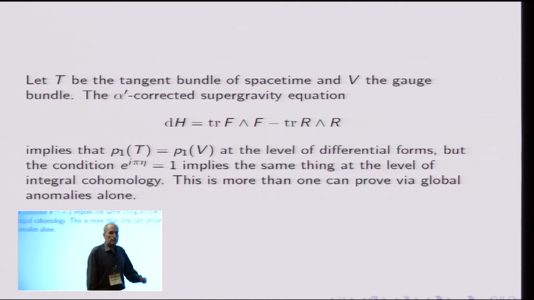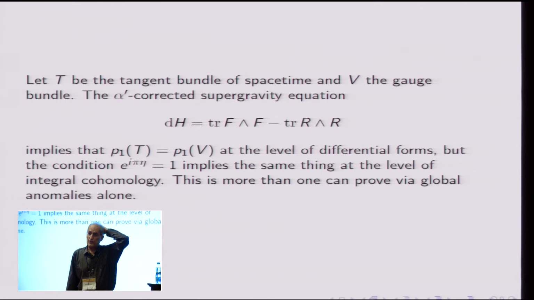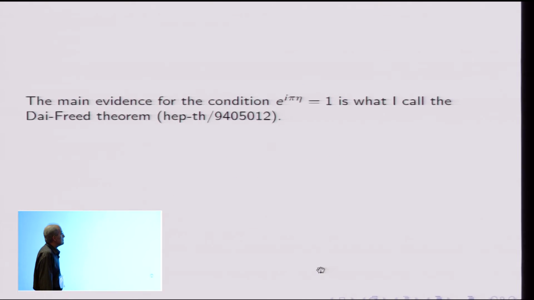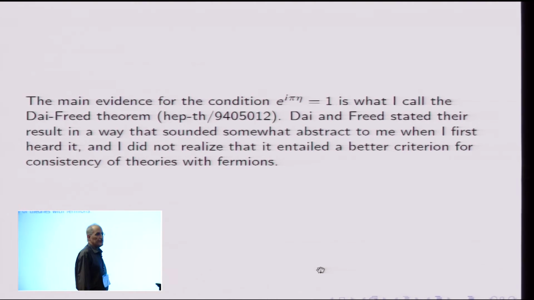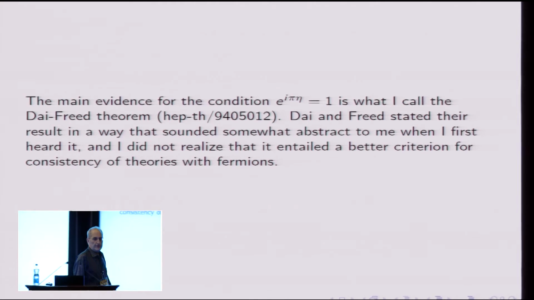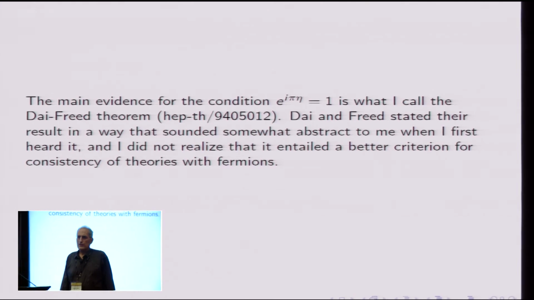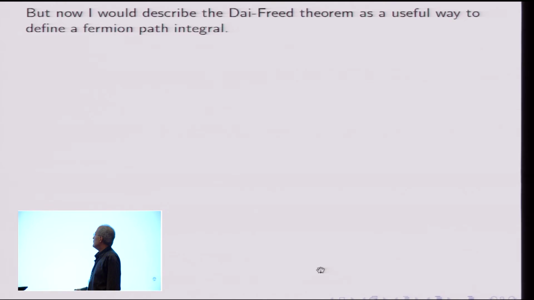So what goes beyond global anomalies are the extra constraints for being able to consistently define absolute phases of fermion path integrals. The main evidence for the condition e to the i pi eta equals 1 is what I call the Dai-Freed Theorem. Dai and Freed stated their result in a way that sounds a little bit abstract, so when I first heard it, it sounded cute, but I didn't realize it was useful. But now I would describe the Dai-Freed Theorem as a useful way to define a fermion path integral.